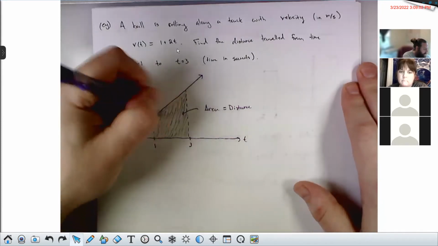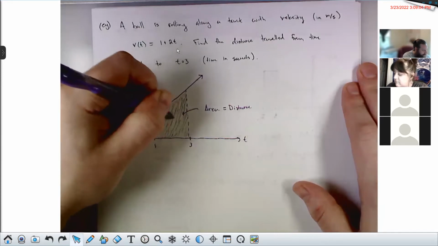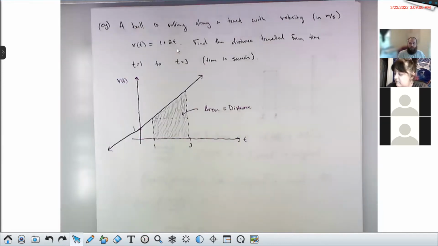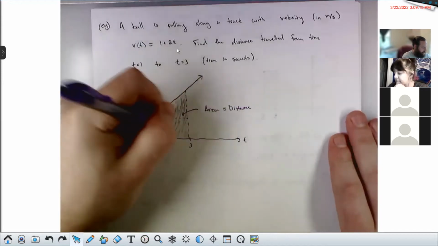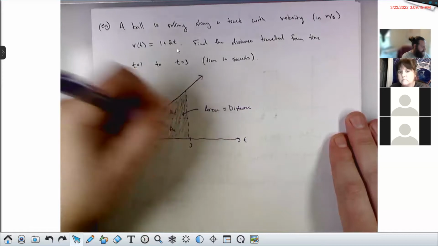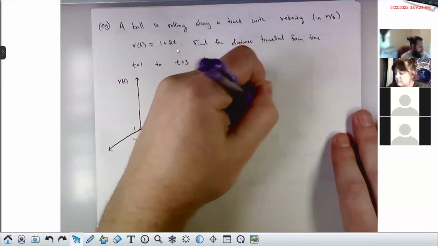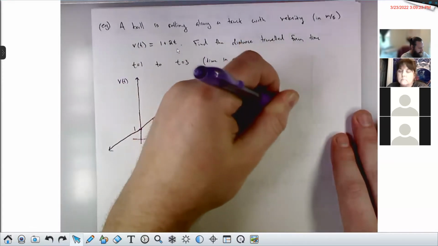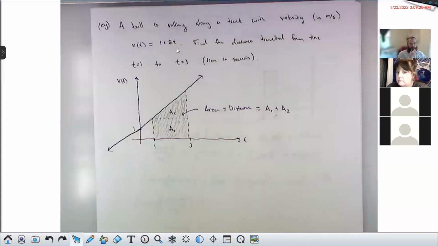I can think of this as a little rectangle with a triangle on top. And my lazy self is definitely going to do that. Let me call this A1 and call this A2. And observe that the total area there, which is the total distance, is the little rectangular area plus the little triangular area.